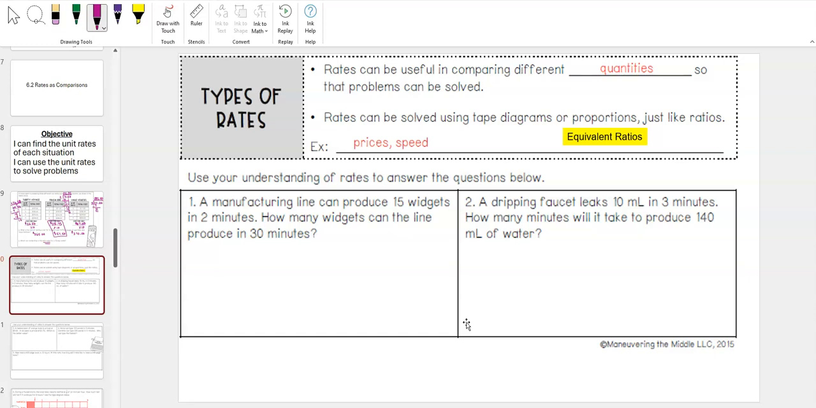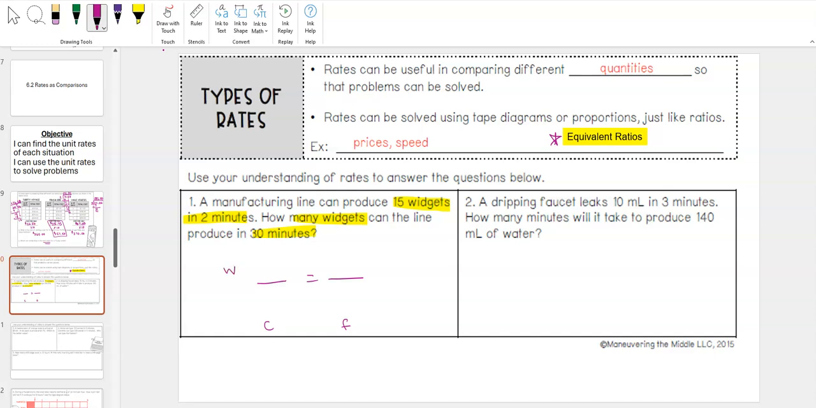A manufacturing line can produce 15 widgets in 2 minutes. How many widgets can the line produce in 30 minutes? So we're going to set these up using equivalent ratios. You could do tape diagrams, but I don't really want to draw 15 boxes. So instead, I'm going to do line equals line, or bar equals bar. This is my current ratio. This is my future ratio, or in this case, rate. Remember, a rate is just a special type of ratio.